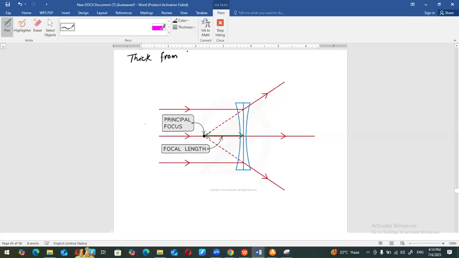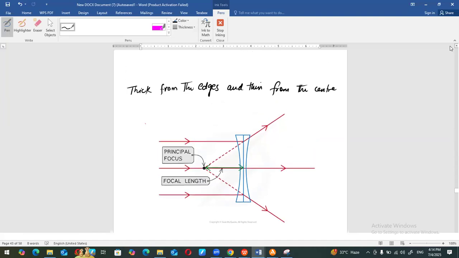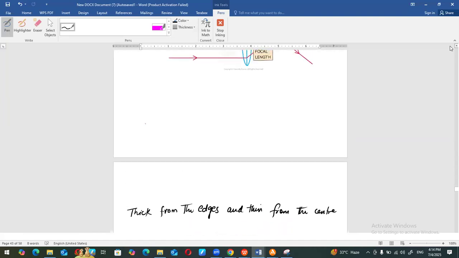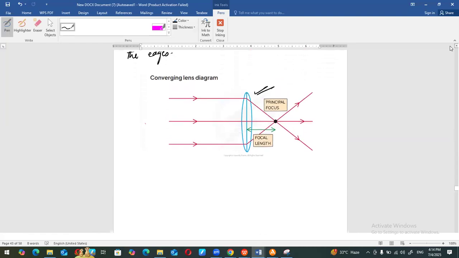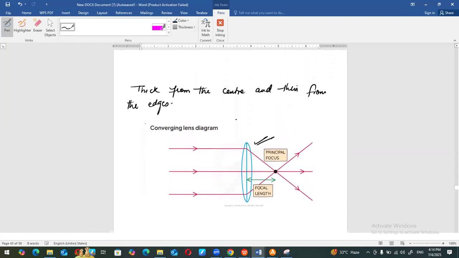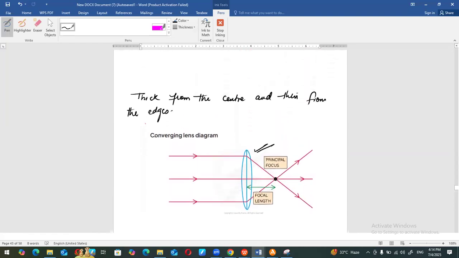Thick from the edges and thin from the center. Like that. Now, once you understand that, what further then? Now, there are a few things which we will discuss once we do the comparison. Now, let's talk about some very interesting facts.